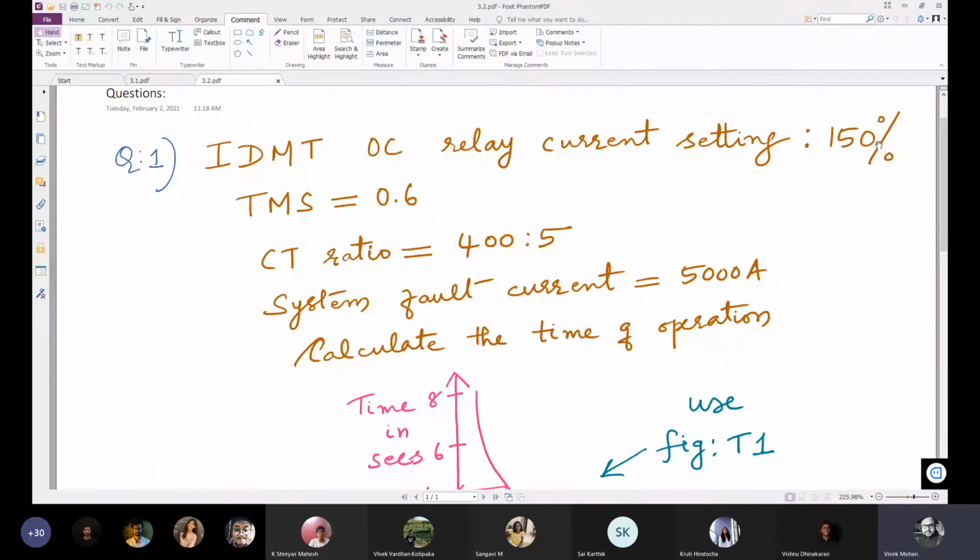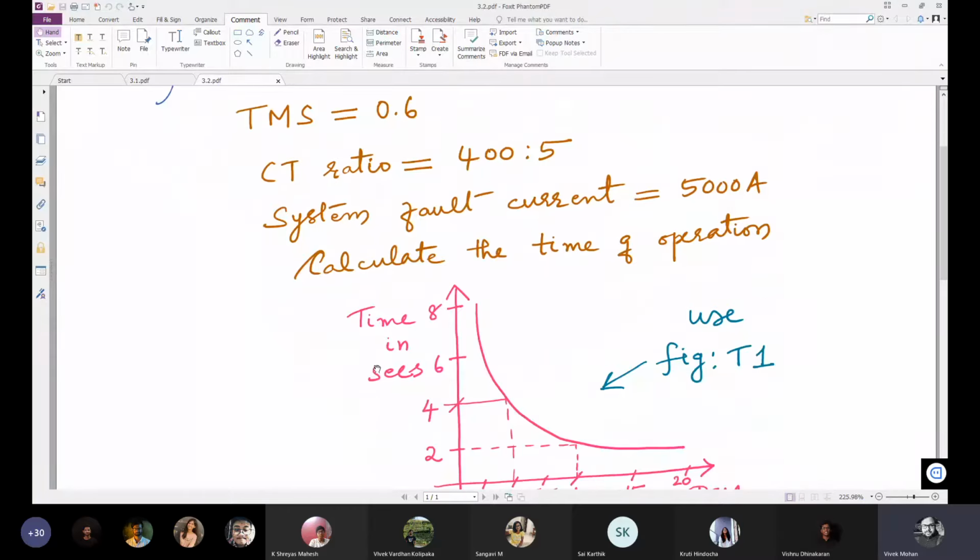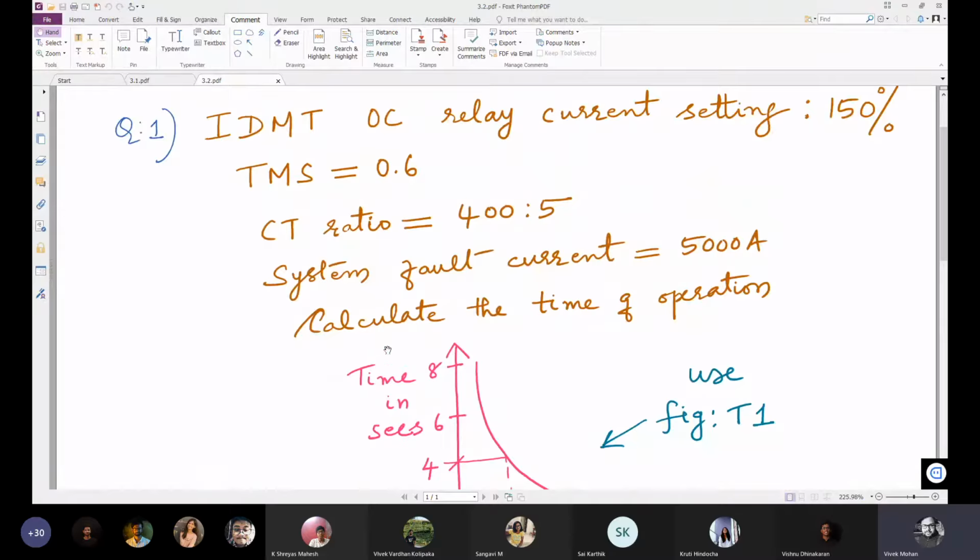Its current setting is given as 150%. Now the time multiplier setting is given as 0.6. The CT ratio is given as 400:5. The system fault current is 5000 amps. And you are asked to calculate the time of operation from the given characteristic. The characteristic is given below.